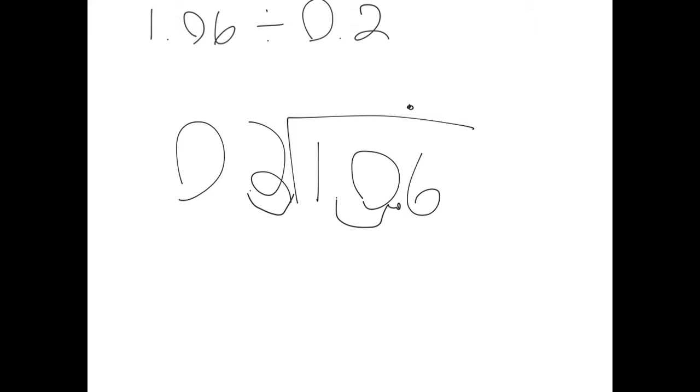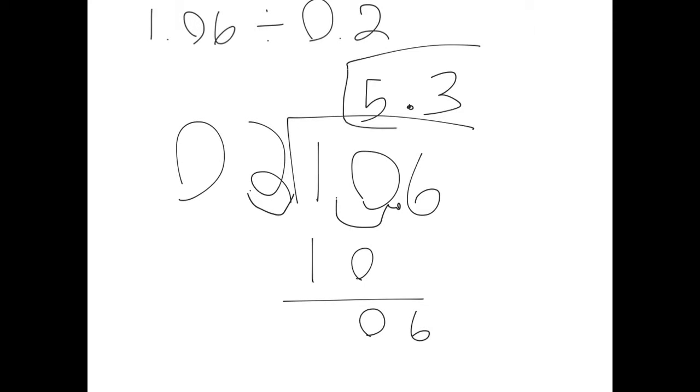So now you're just going to divide regularly. 21 divided by 5... sorry, no, that's not what you're going to do. You're going to put 10 there and 5 up here. That goes evenly. Bring down the 6. 2 into 6 is 3, so you're going to put the 3 right there, and there is your answer right there. 5 and 3/10.